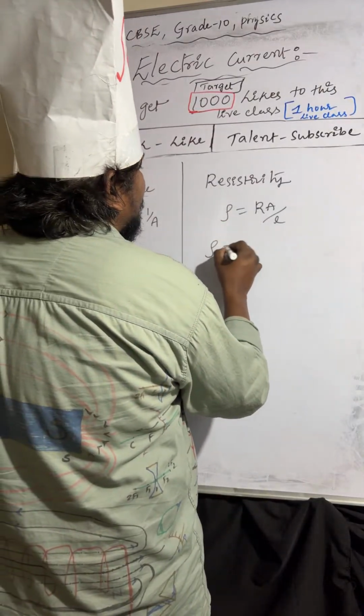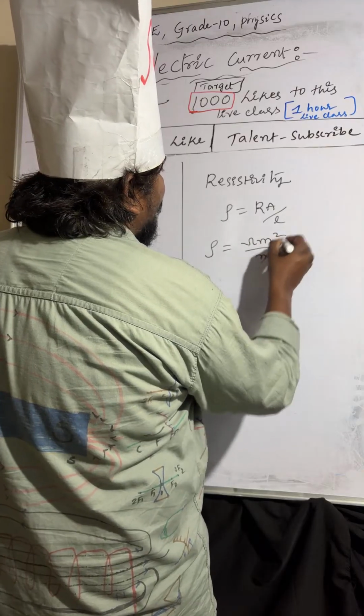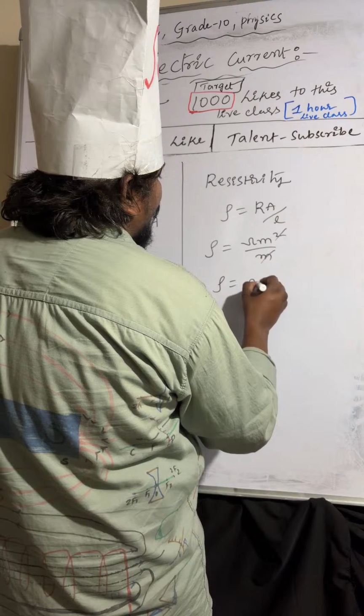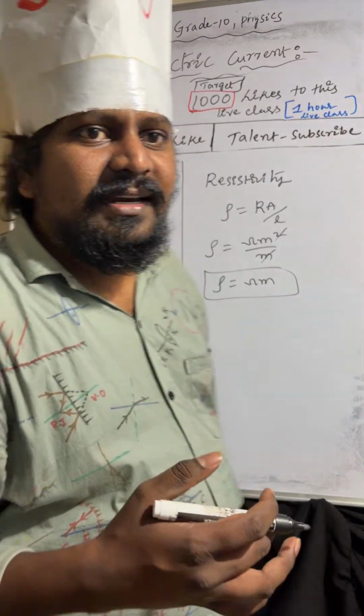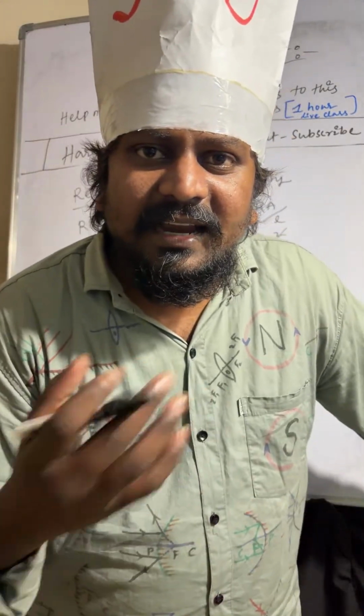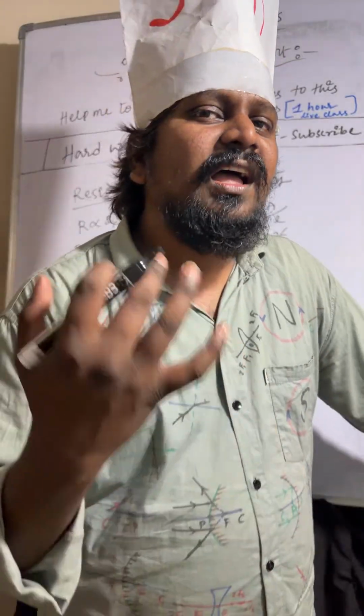The SI unit of resistivity is very important. Ohm meter square by meter, the meter gets cancelled. Ohm meter is the answer. Ohm meter is the SI unit.